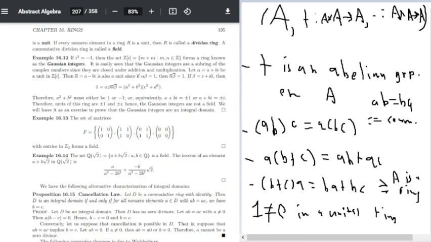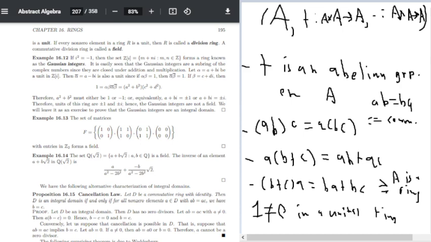So let us first define the Gaussian integers. Example 16.12. If i squared is equal to -1, then the set Z[i], we call this set Z adjoined i, the set of all m plus ni for m and n in Z, forms a ring known as the Gaussian integers. It is easily seen that the Gaussian integers are a subring of the complex numbers, since they are closed under addition and multiplication.